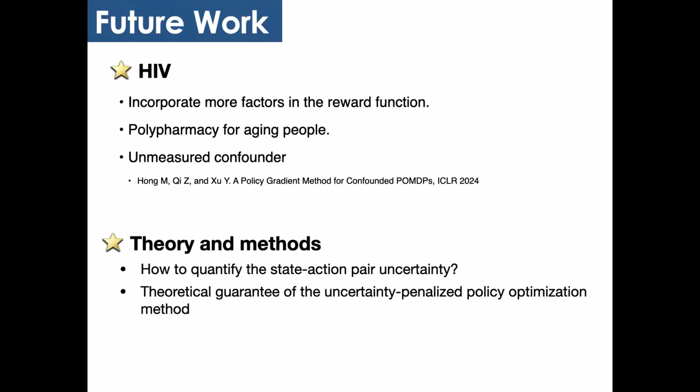And also a lot of theory and methods, for example, how to better quantify the state-action pair uncertainty, because uncertainty is very important for clinical decision making. And also theoretical guarantees, and also stochastic decisions versus deterministic decisions, like how much flexibility we want to give to clinicians.